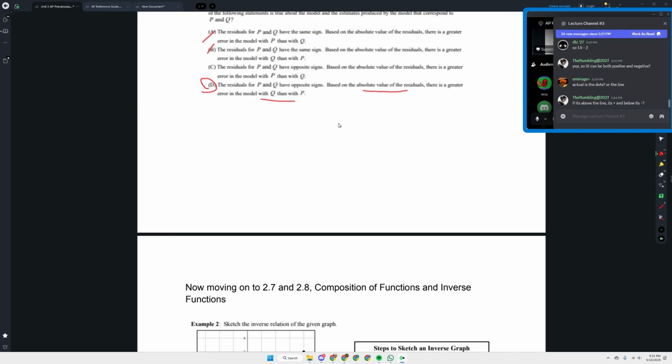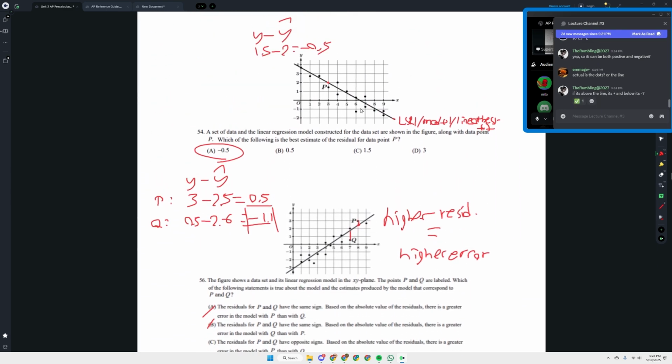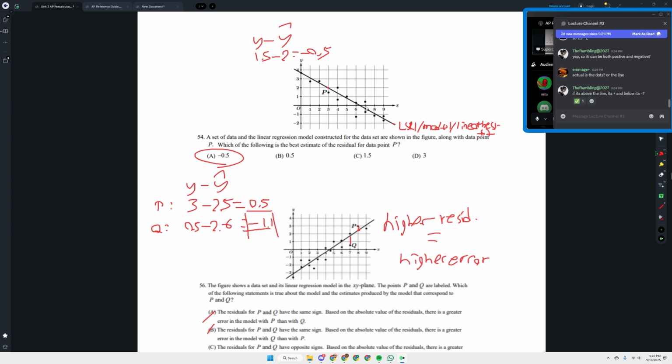That's it. Okay, any questions on residuals, appropriate models? This is the last time we're going to see them for a good amount of time, until tomorrow.